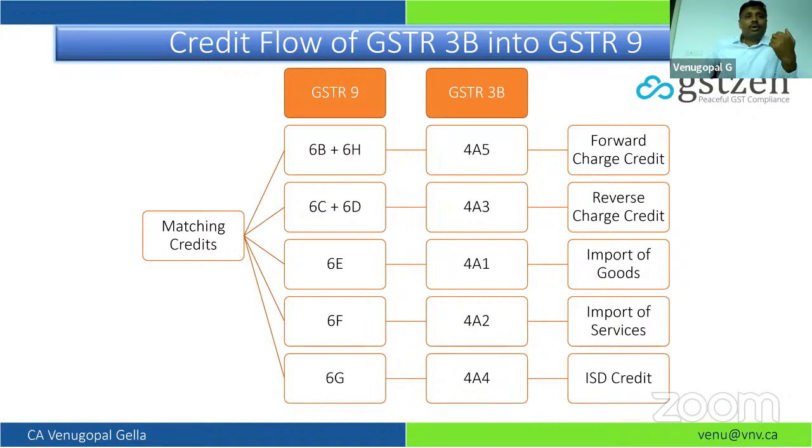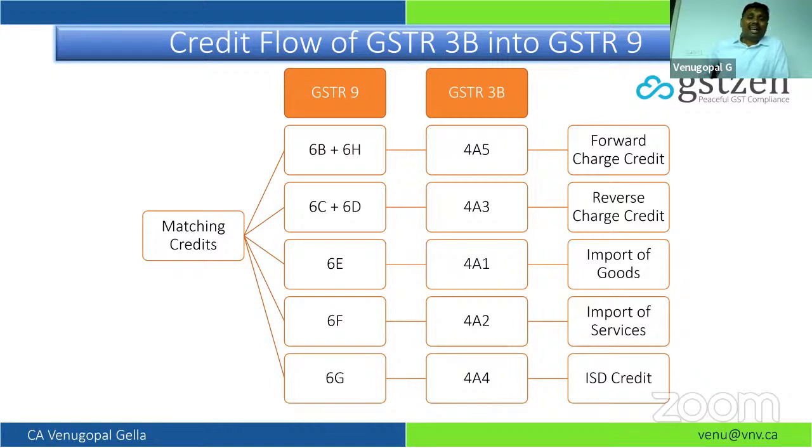But the point I want to drive home is, do not blindly report the entire 4A5 into 6B. You've got to segregate the reavailed credit. So as a thumb rule, 4D1 value goes to 6H. However, there could be differences, but broadly get that. Then you have the other category, reverse charge credit in 4A3. If it is from a registered person, 6C; unregistered person, 6D. Import of goods is reported in 6E, while it is in 4A1. Import of services 6F and ISD credit 6G. Ideally, these are the corresponding credits of 3B.